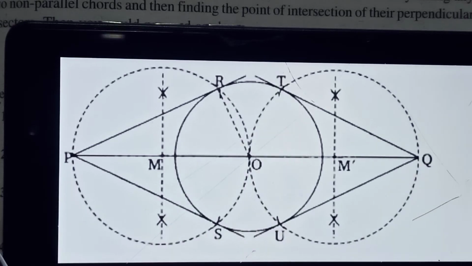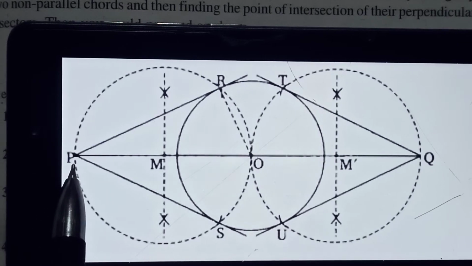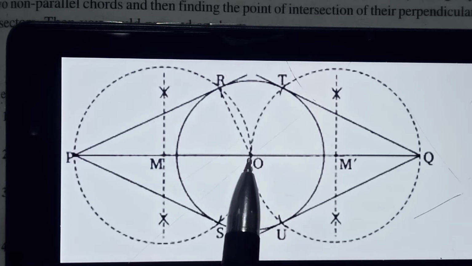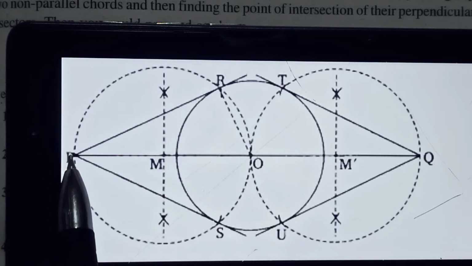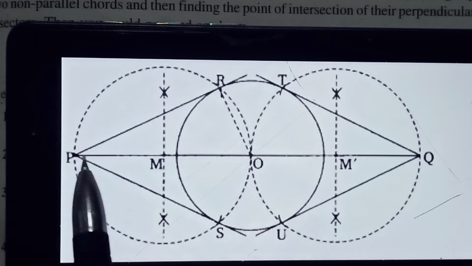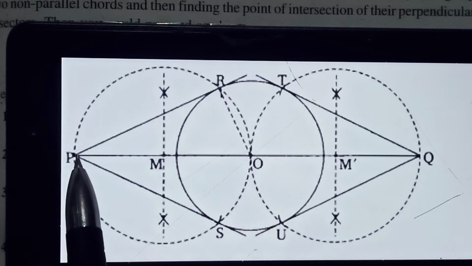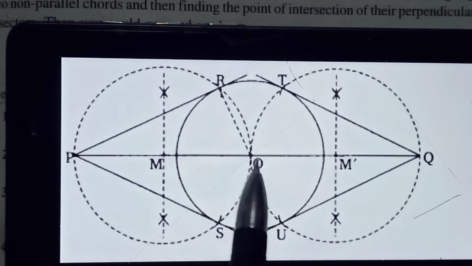So our basic working remains the same. We join from an external point. What do? We join the external point to the center, which is already done in this case. ये हमने already diameter ही extend किया था, तो ये joint है. Then we draw perpendicular bisector of this line segment joining the center to that external point. So PO, QO दोनों का आपने perpendicular bisector बनाना है.